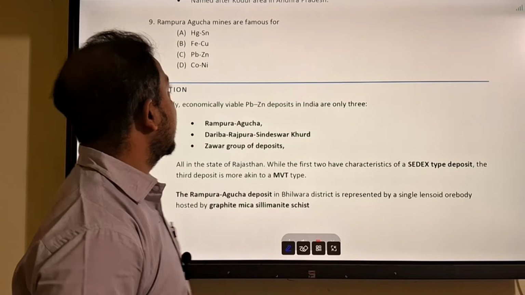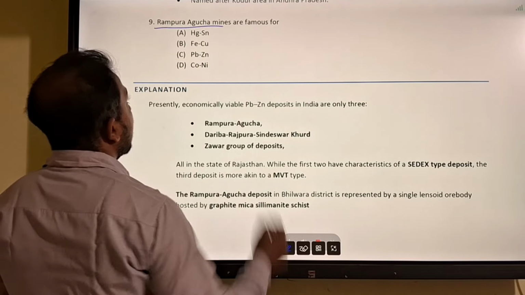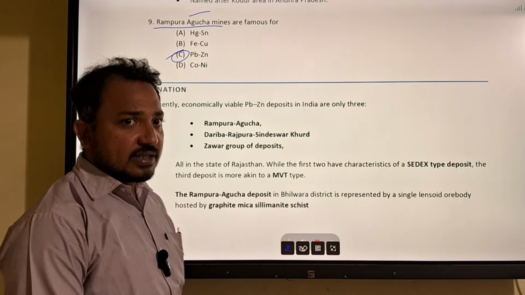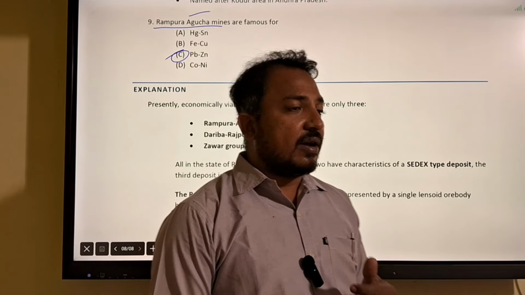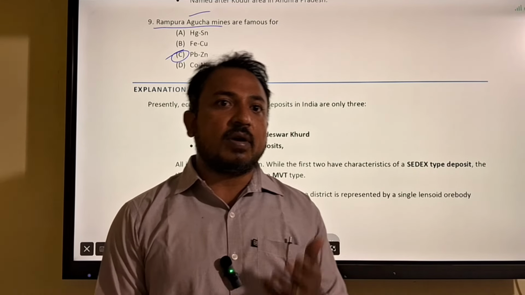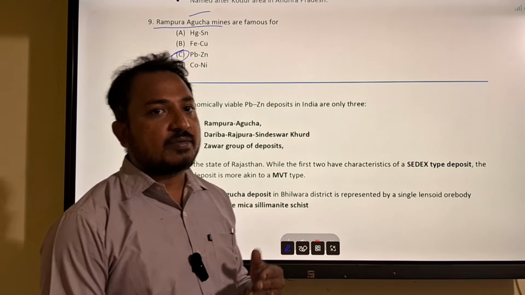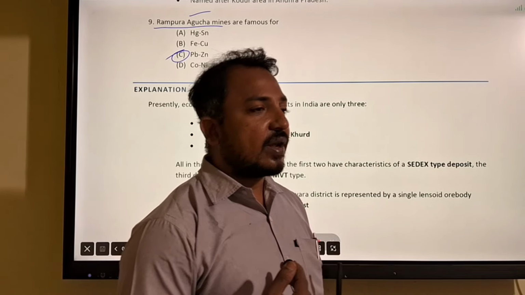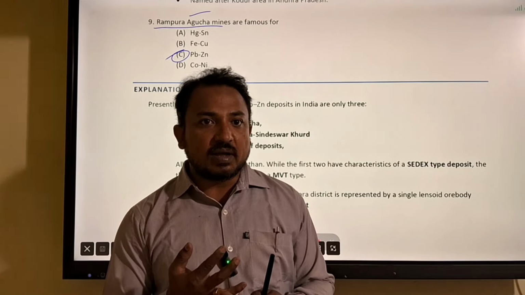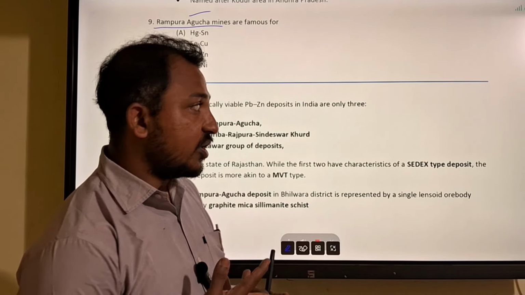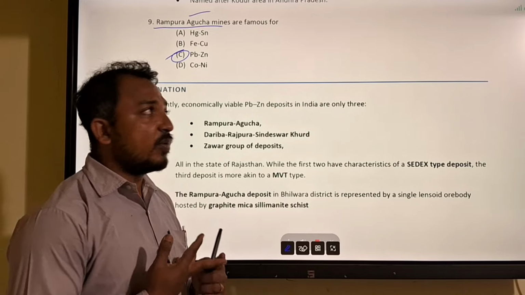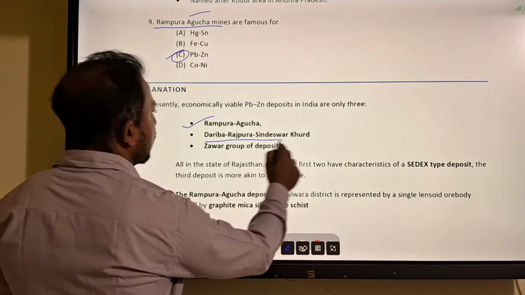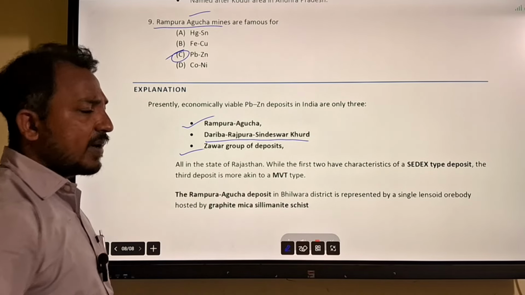So next comes another question, that is the Rampura Agucha mines. Rampura Agucha is famous for PbZn deposition, which is found in the Aravalli region. The Aravalli region has three important depositions of PbZn. Remember, one is Rampura Agucha, another is Rajpura Dariba, another is Jawar. So these are three very important depositions that occur in the Aravalli region: Rampura Agucha, Dariba, Rajpura, Sindesar Khurd, then Jawar.